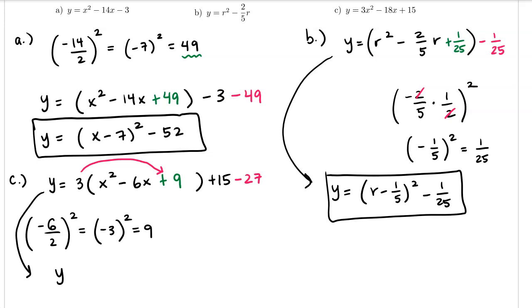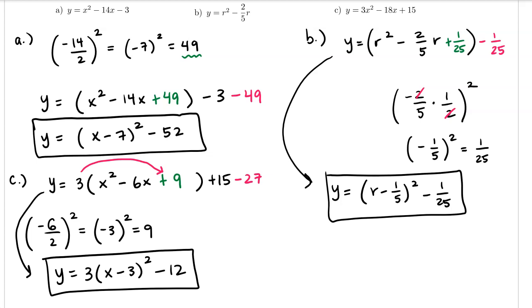So coming down here, we have y equals 3 times (x minus 3) quantity squared, and then 15 minus 27 is negative 12, or minus 12. So here is that, and that's our answer for part C.